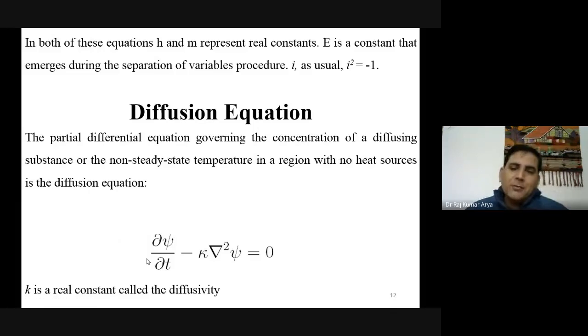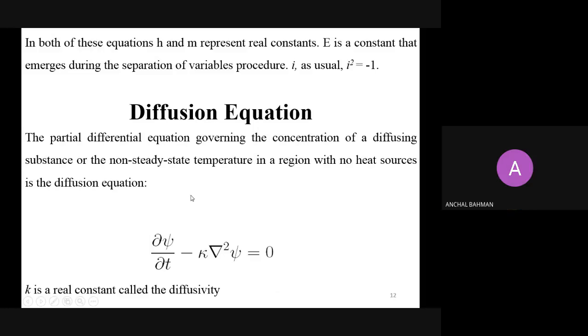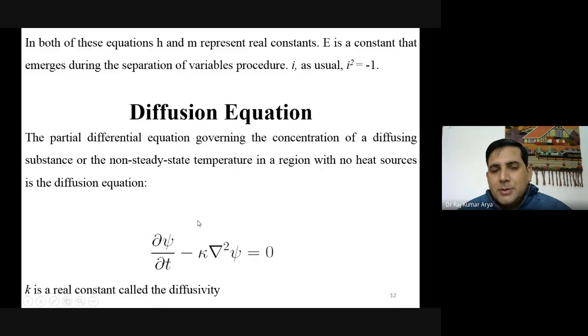Momentum diffusion, what would it become? It will become rho into U, right? Because that is called the momentum, right? Mass into velocity is called momentum, correct or not? Yes, sir. So from that, if you are taking volume constant, then it will become rho into U actually. So that can be another one.